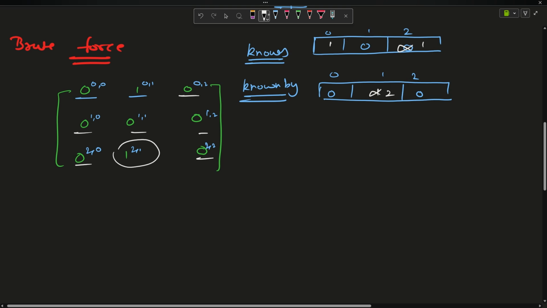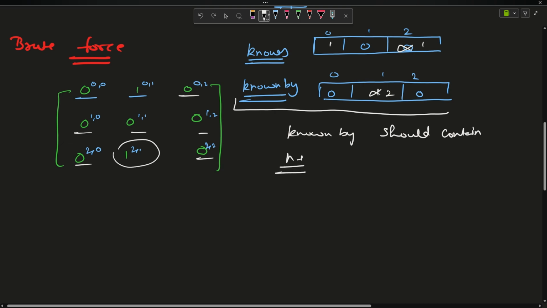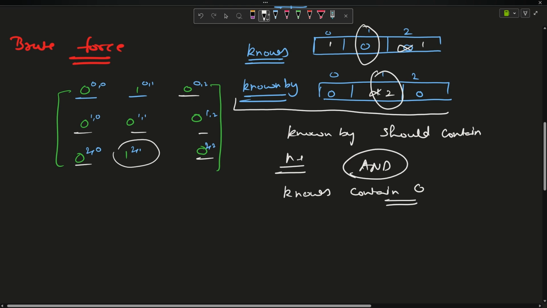And again a 0. Now I know that if there has to be a celebrity, then known by should contain n minus 1, right? And as well, it should not know anyone, that means knows should be 0. If both of these conditions are followed, then it is my celebrity, otherwise there is no celebrity, right?